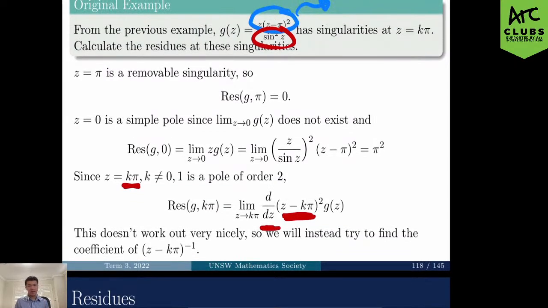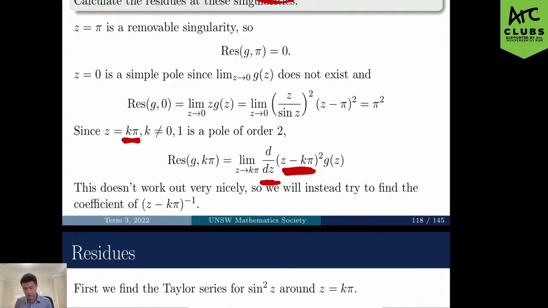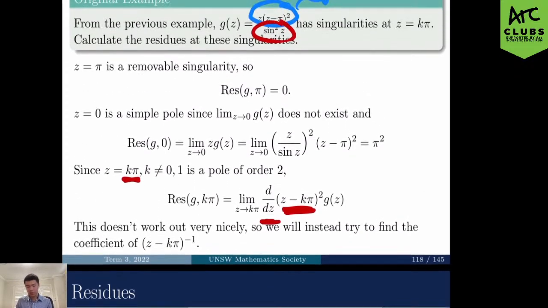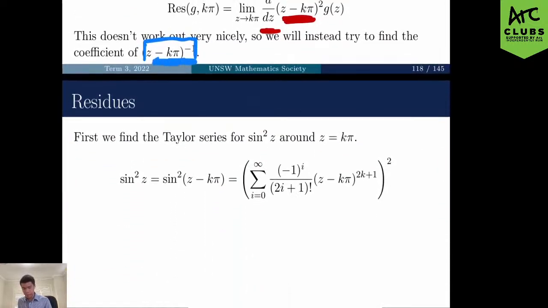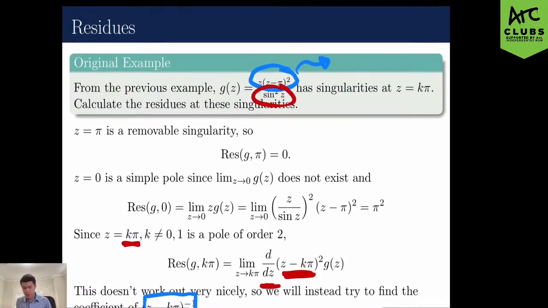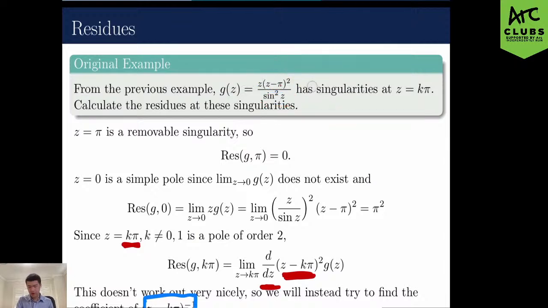If you actually try to do this, you'll get something really annoying, and we don't want to be annoyed. So more likely, we'll actually just try to find the coefficient of z minus k pi to the minus 1. Okay, so what we want to do in order to do that is express everything in terms of z minus k pi. So express the top in terms of z minus k pi. Express the bottom in terms of z minus k pi. We'll start with the bottom, because that's going to be a bit more complicated, having it on the bottom.